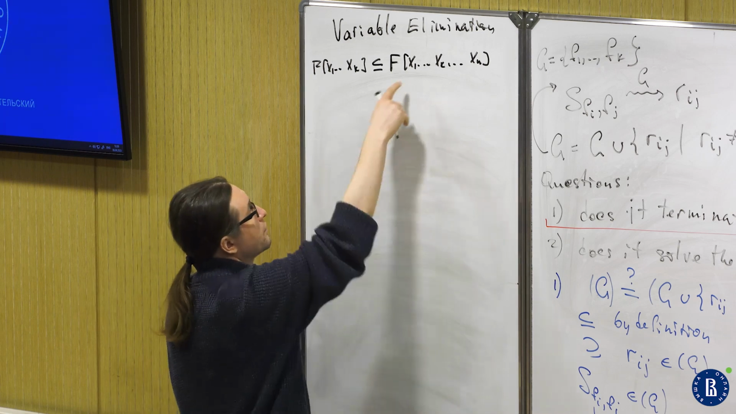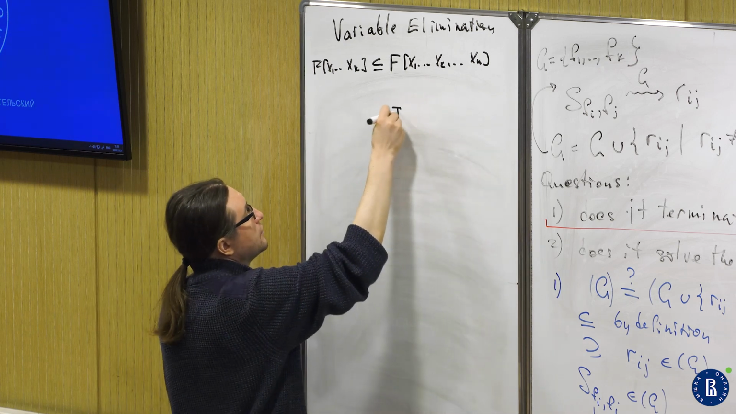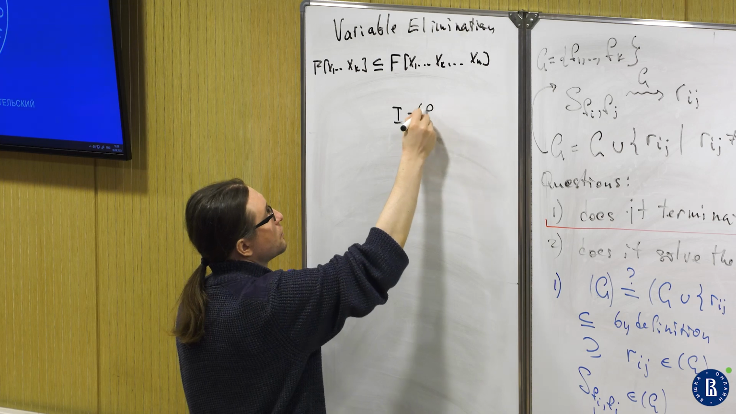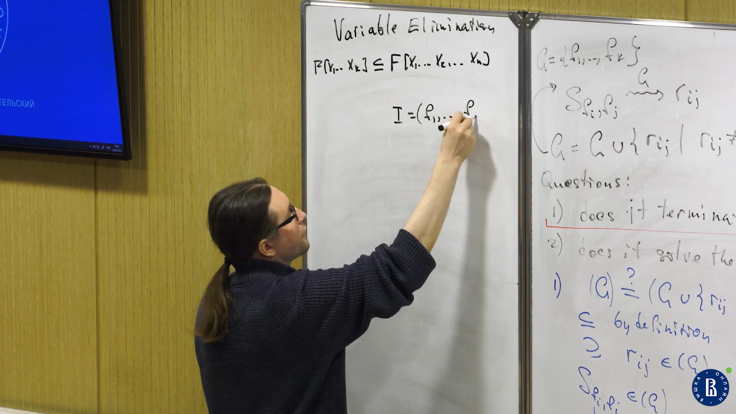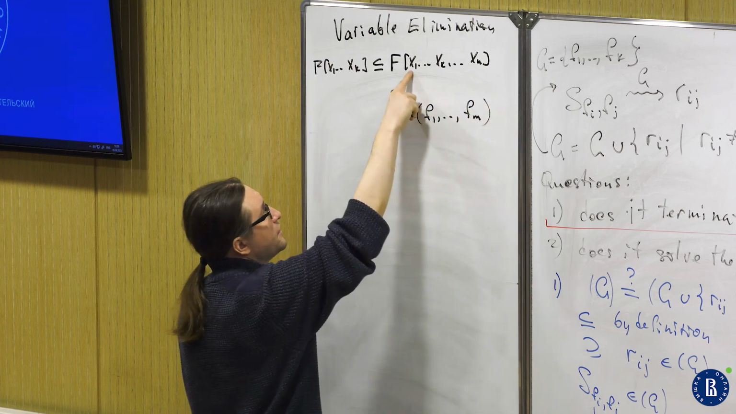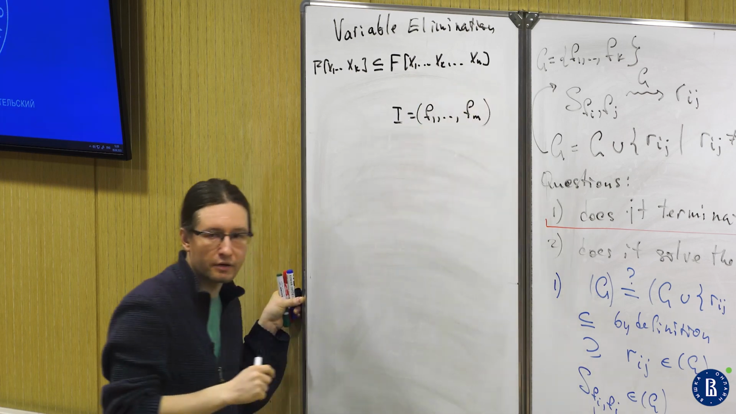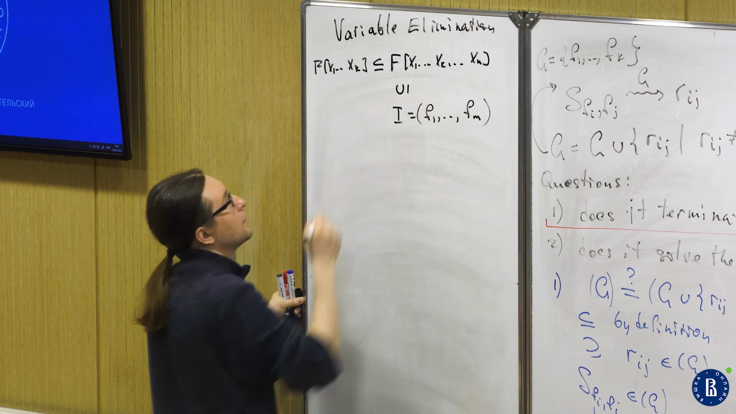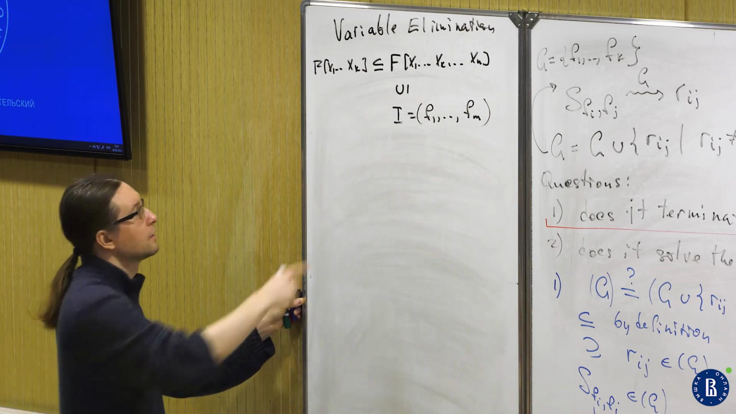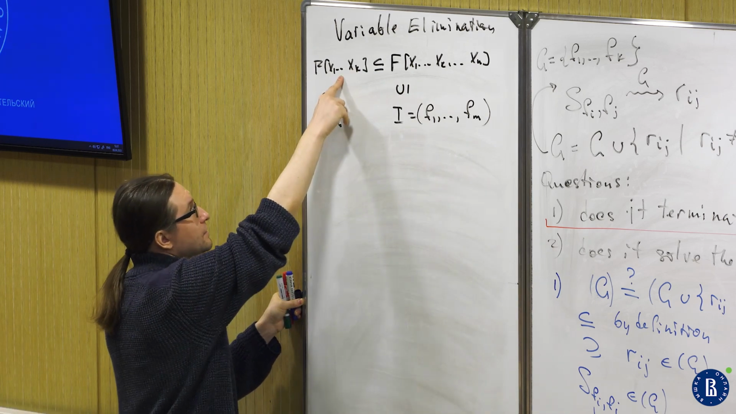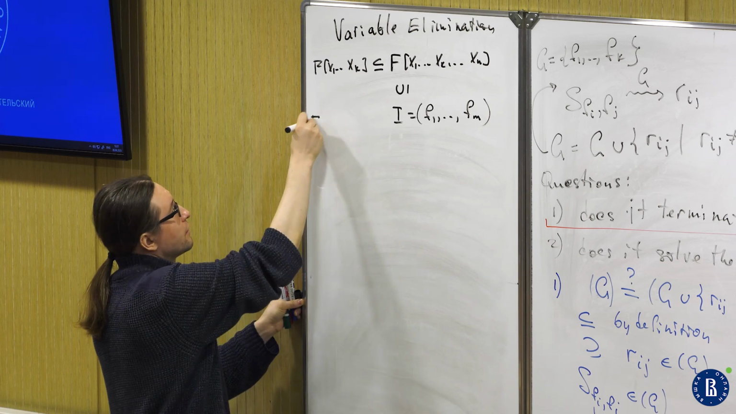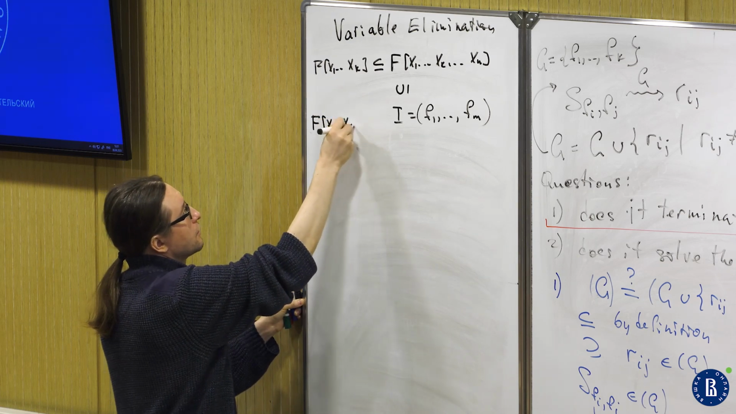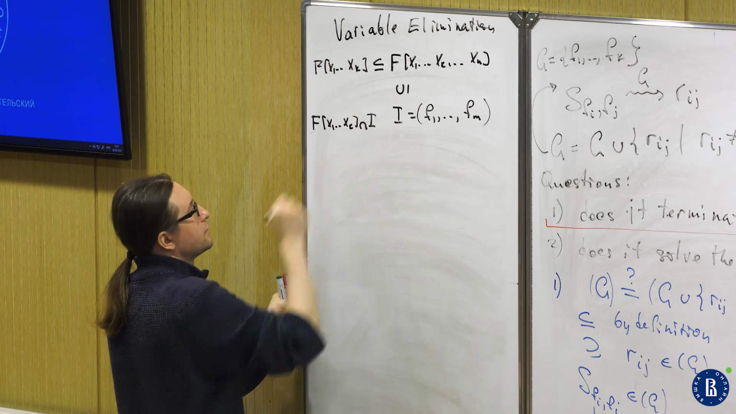Now, suppose we have an ideal here. And this ideal is given by a set of polynomials f1, ..., fm. So these polynomials probably depend on all the variables. And this is an ideal here. Now, we want to intersect this ideal with this subring. So we want to take this subring and intersect it with the ideal I.